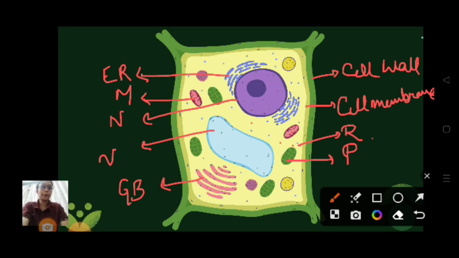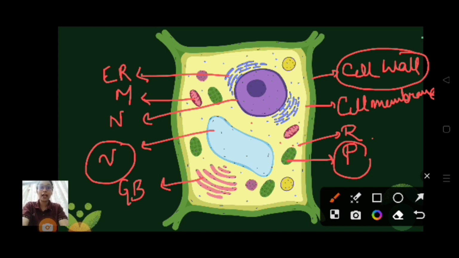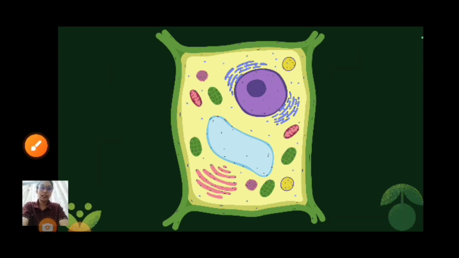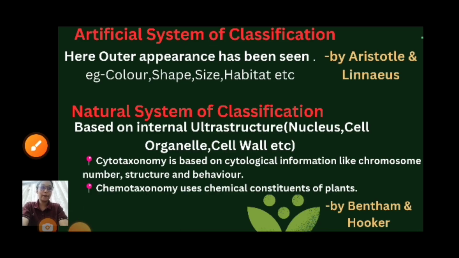Plant cell. The main part is your cell wall. They are having a well-defined cell wall. They are having a larger vacuole. They are having plastids, which are absent in your animal cell. Is it clear to you all? So let us move on to the next slide.